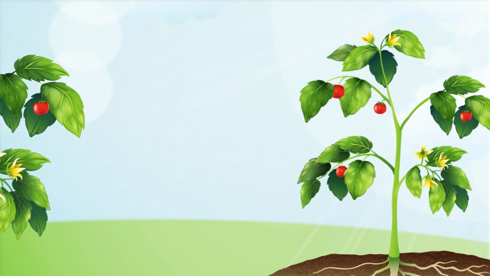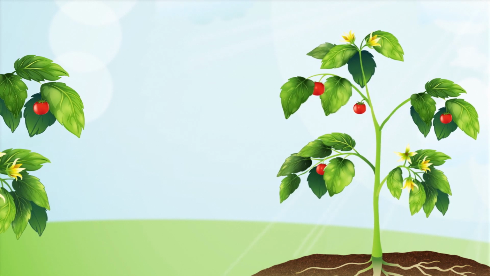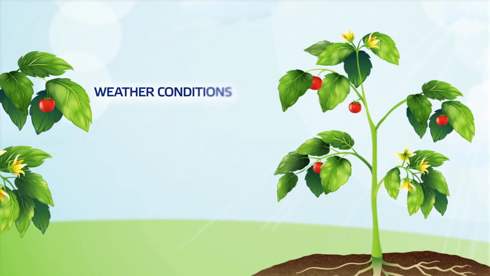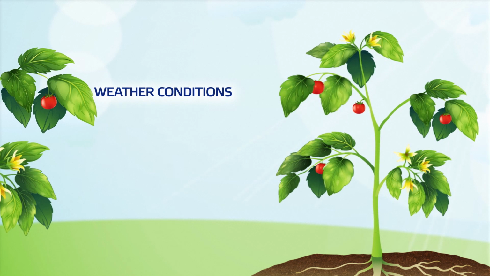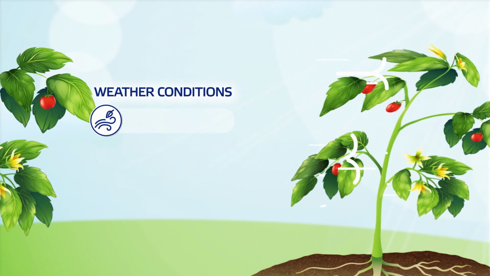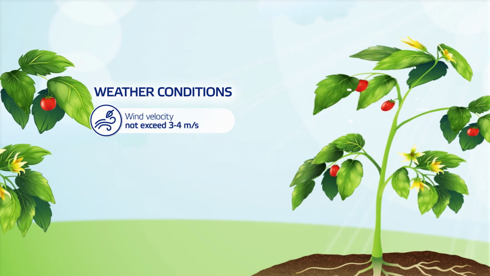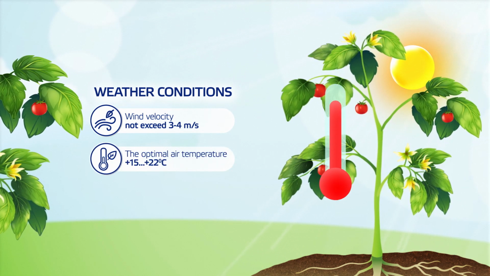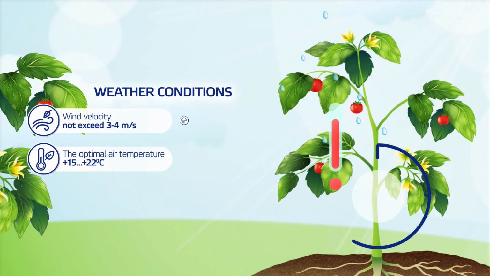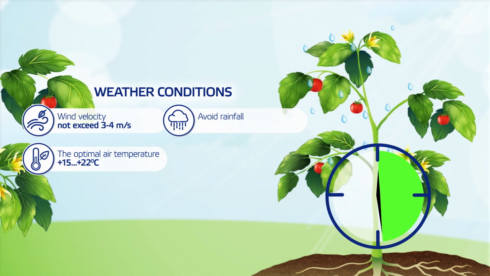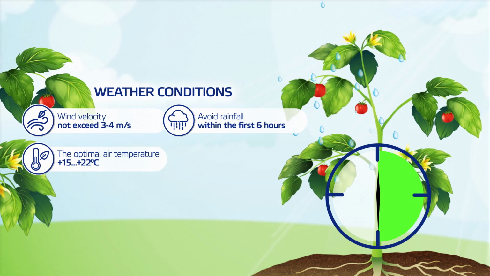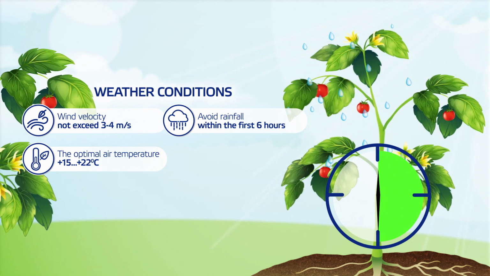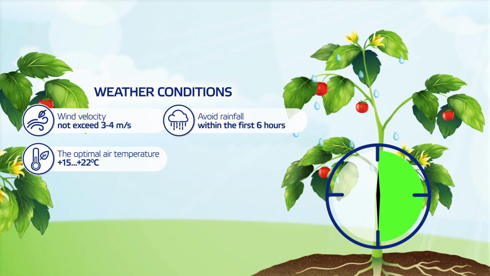Foliar feeding requires strict observance of certain rules. In terms of requirements to weather conditions, foliar application is similar to pesticide treatment. Wind velocity should not exceed 3 to 4 meters per second. The optimal air temperature is 15 to 22 degrees centigrade. It is also very important to avoid rainfall within the first 6 hours after foliar feeding, so make sure to check the weather forecast in advance.